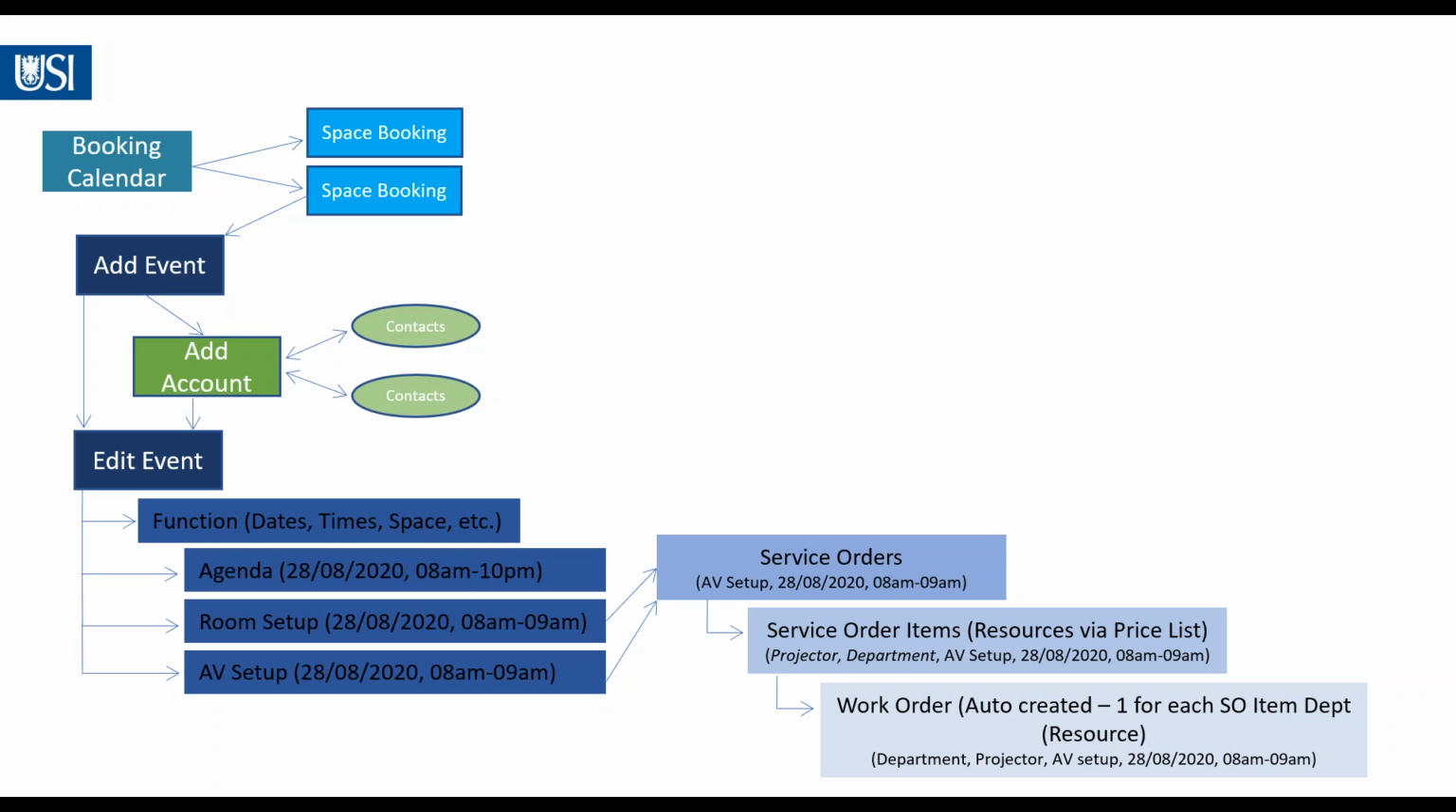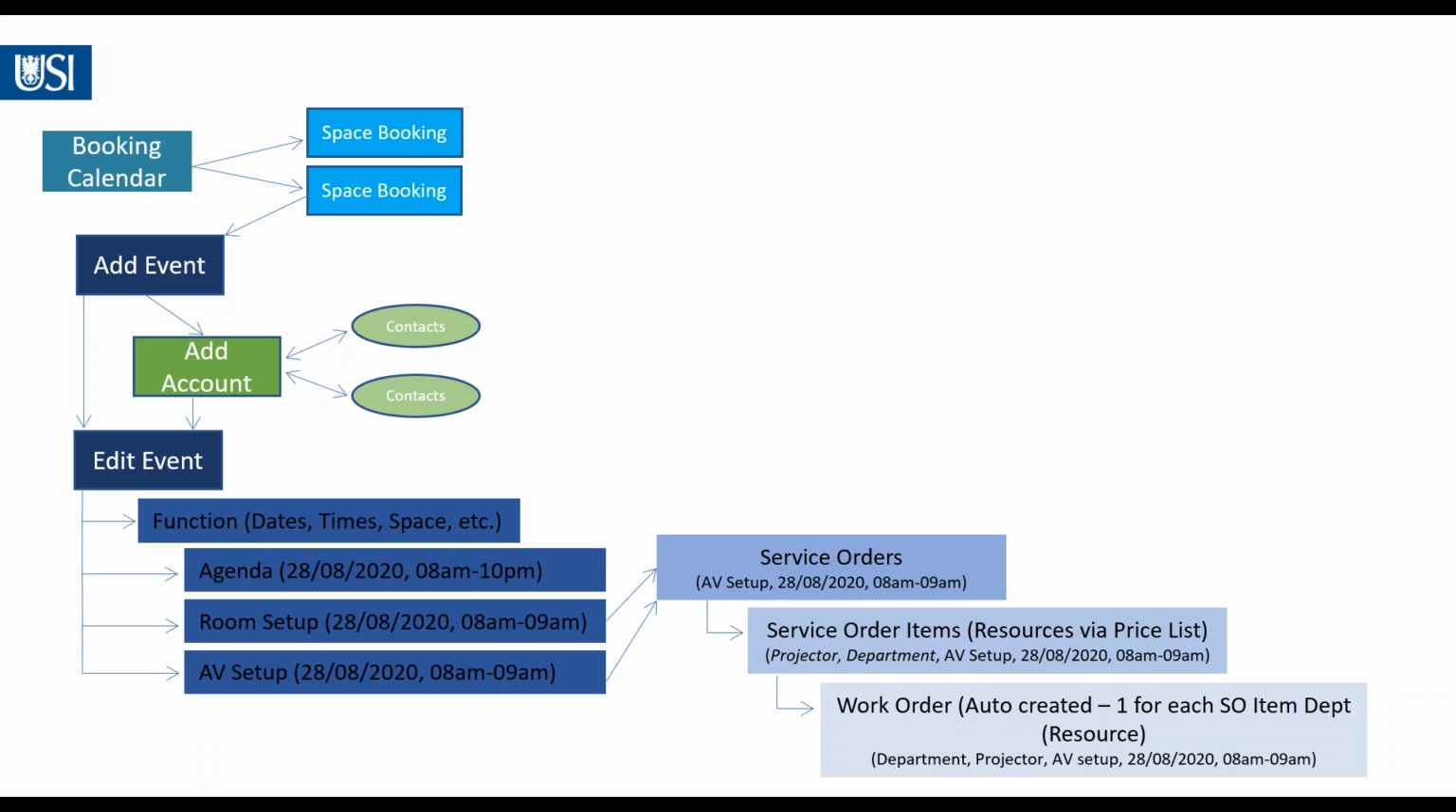So once we've added our event, we are then able to go into a lot more detail within the edit event. So essentially, for the simple purpose of booking an event, we need a space, we need an event name, we need an account, a contact, and a date, which is all being covered off through our booking calendar and add event process. And then we're able to save that event.